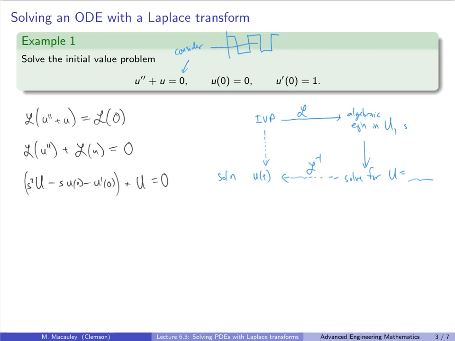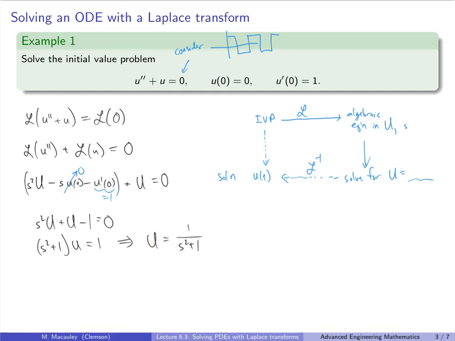Now we go back to these initial conditions, and this one is 0, so that goes away, and this one is equal to 1. So when we simplify this, we get s squared U plus U minus 1 equals 0. Let's simplify this. This is s squared plus 1 times U equals 1. So we get that U is 1 over s squared plus 1. This is a function of s, but I think that's understood. I'm not going to write that.